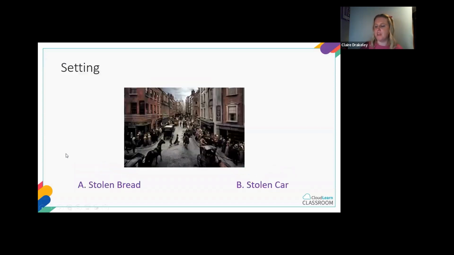Okay, last one. This is our setting, the one that's in the picture. What is our conflict going to be? Is our conflict going to be A, stolen bread, or B, a stolen car? What is our conflict going to be in a story with this setting?